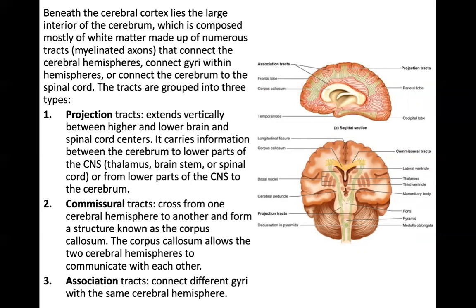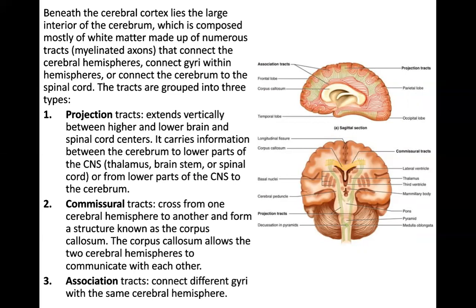We do have some that carry signals up and down our cerebrum and connect to those ascending, descending tracts, our elevator in our spinal cord. That's what projection tracts are. Shown here in green, extending vertically between higher and lower brain and spinal cord centers, thus carrying information between the cerebrum and lower parts of the CNS. In other words, thalamus, brainstem, spinal cord, or lower parts of the CNS to the cerebrum, meaning signals are going up.